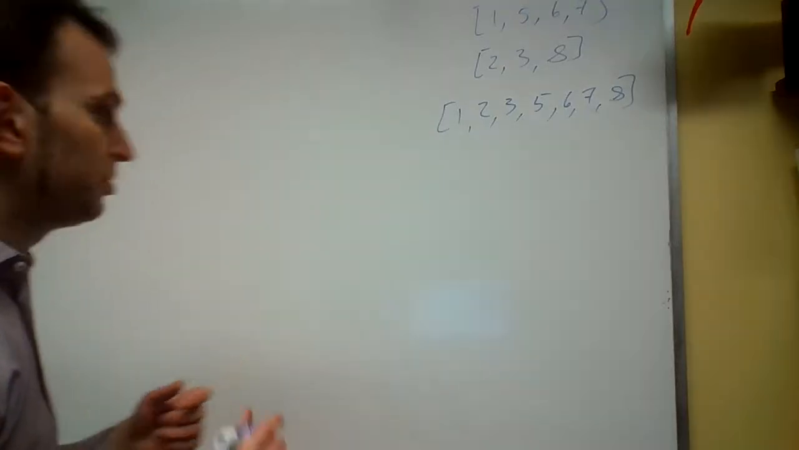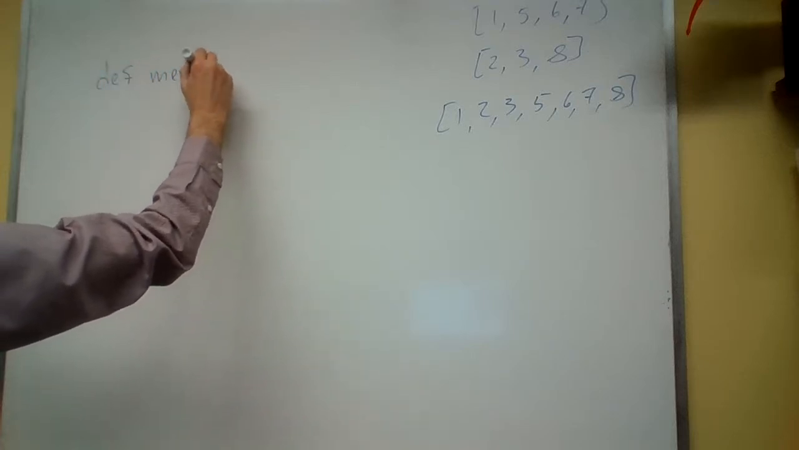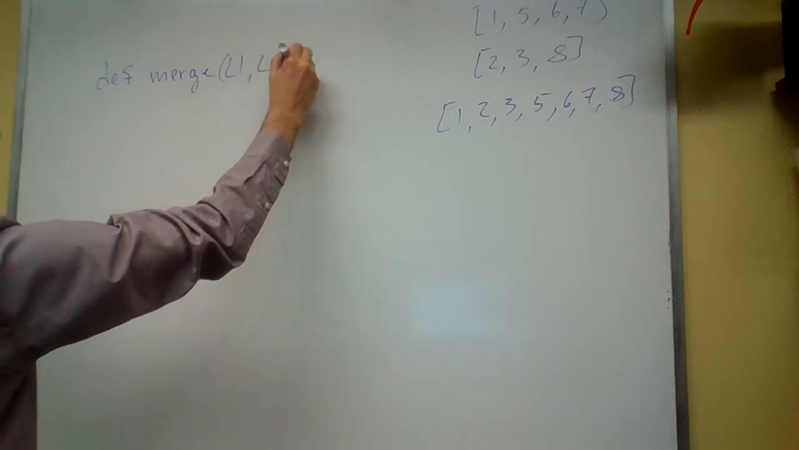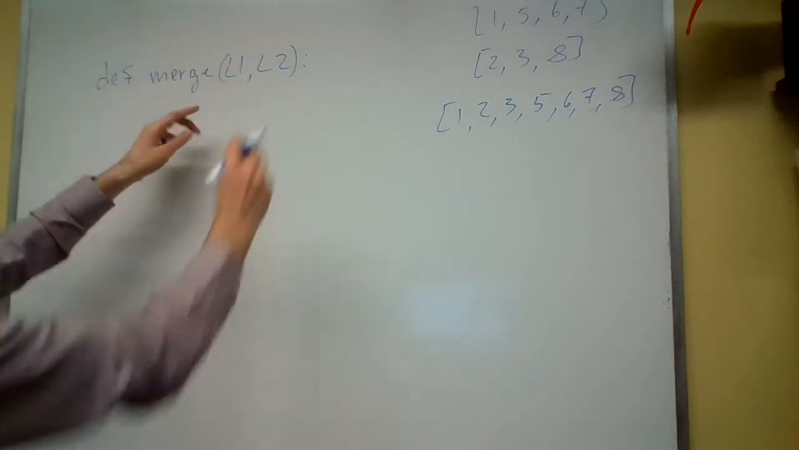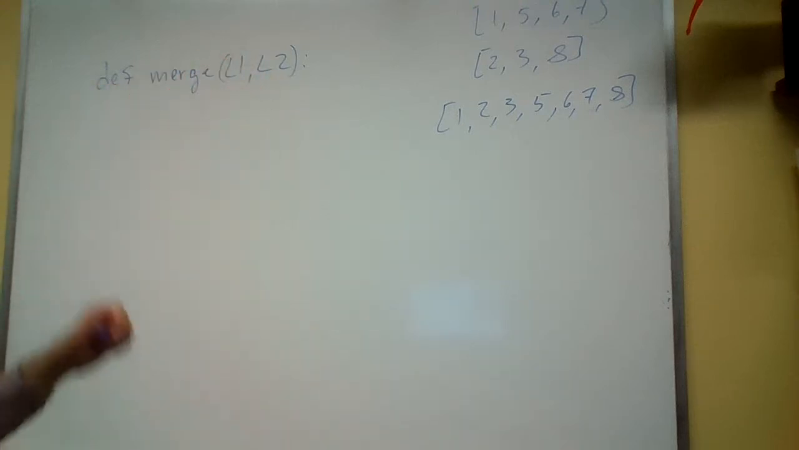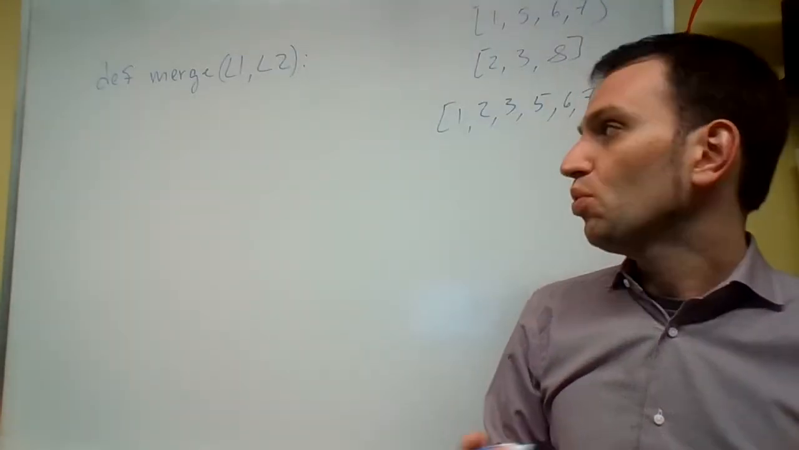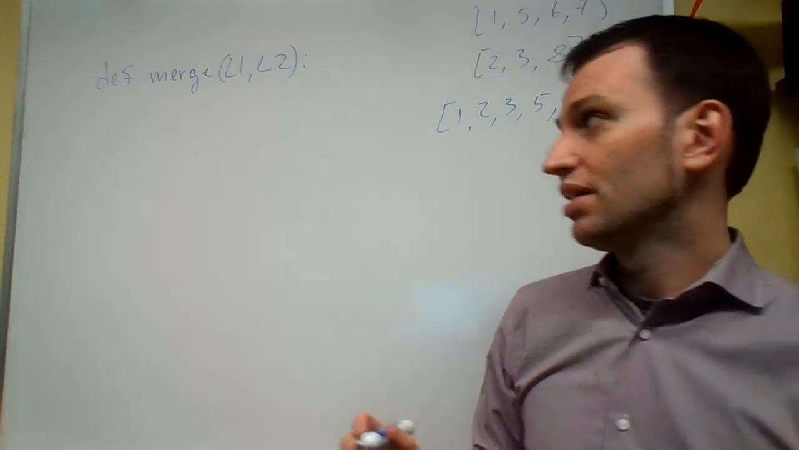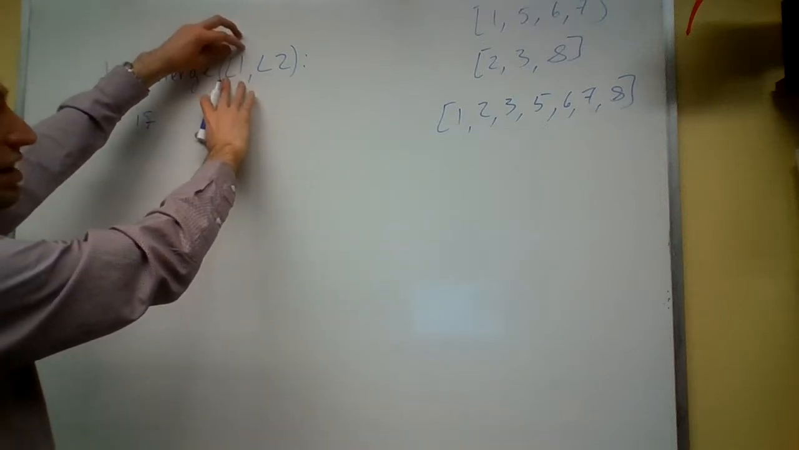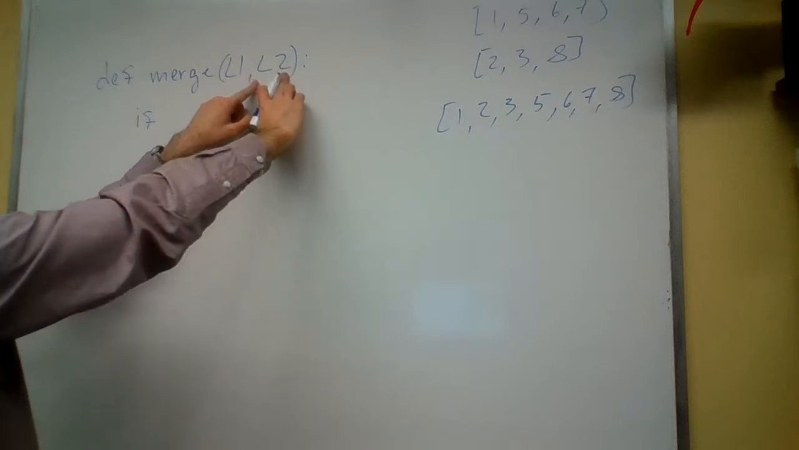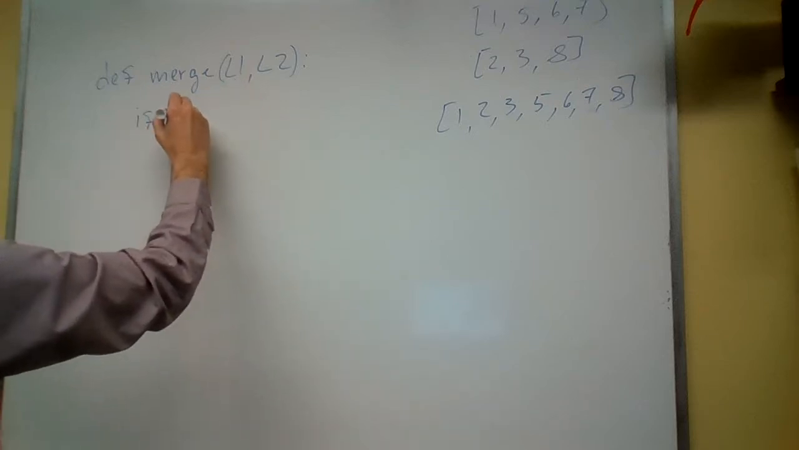So first of all, let me write the function. It would go like this. There are two arguments, L1 and L2, and merge should return the merged version of both of them. So how do you approach this? The first step would be to deal with the base case. The base case is if L1 is empty, then it's very easy because the solution is just L2. If L2 is empty, then it's also very easy because the solution is just L1. So that's what I'll say.